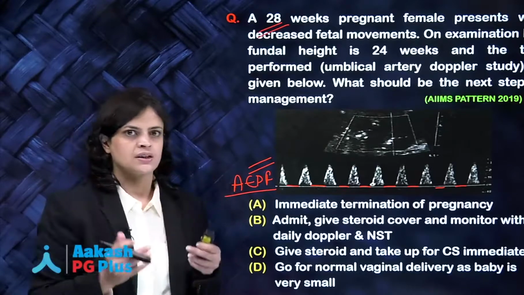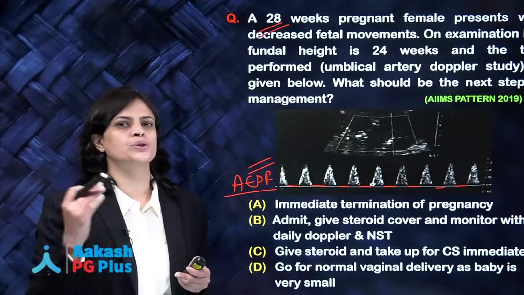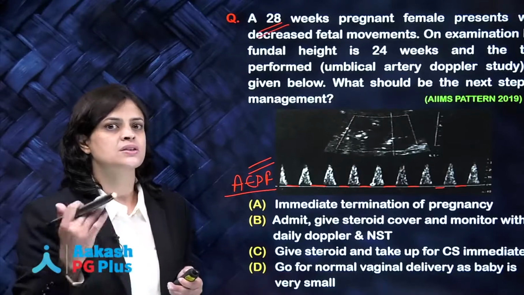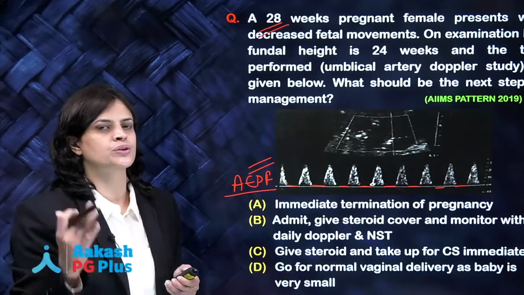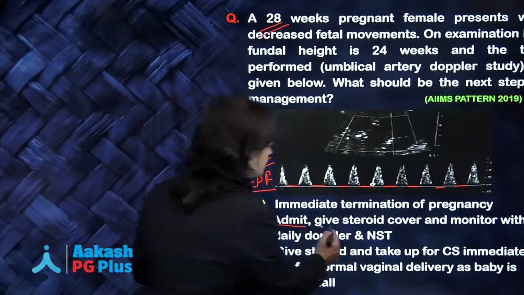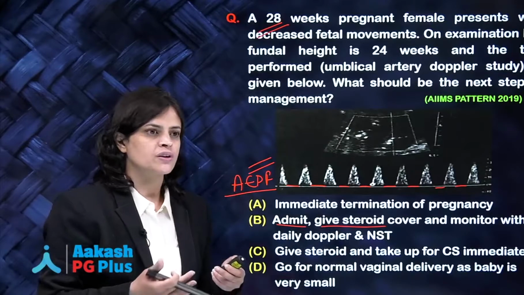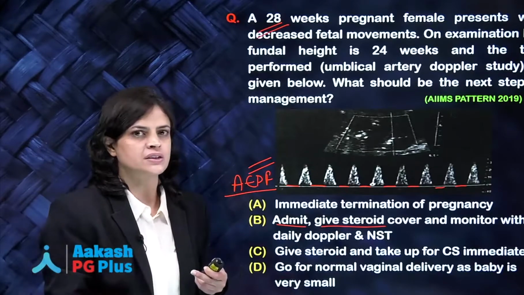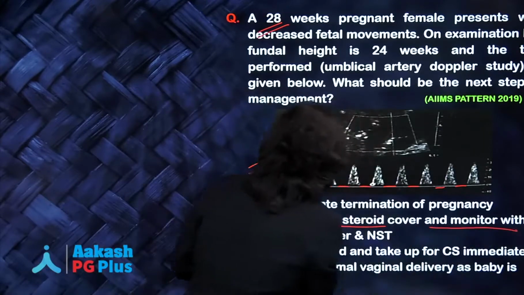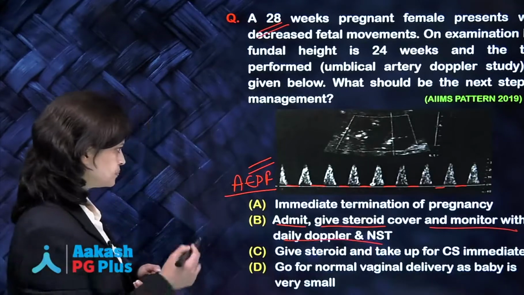So we said this baby or fetus is extremely preterm. We are not going to rush into delivery because of the complications associated with severe prematurity. We are going to try and prolong the pregnancy 1 day at a time. So you admit the patient, give her steroid cover, because with absent reverse end diastolic flow, the balance may always tilt in favor of immediate delivery at any time. So you give steroid cover and monitor with daily Doppler and NST. That is the correct answer.